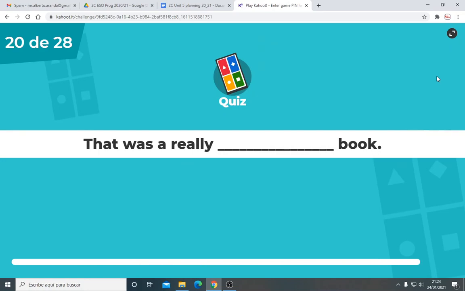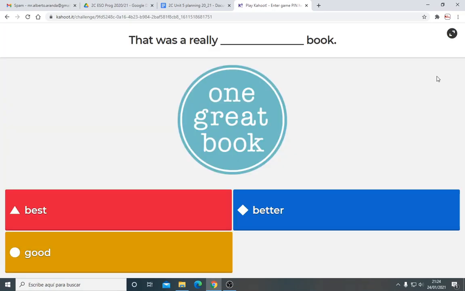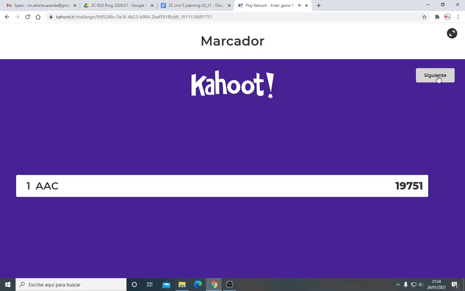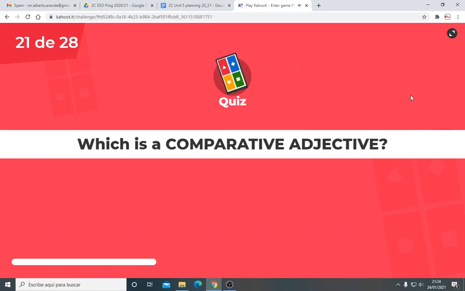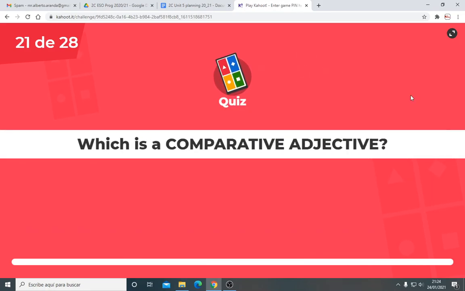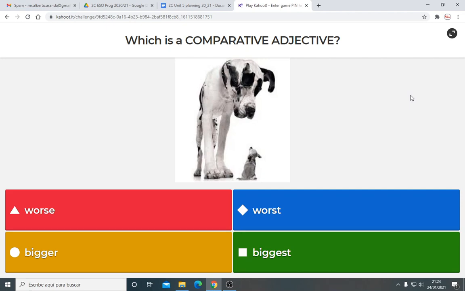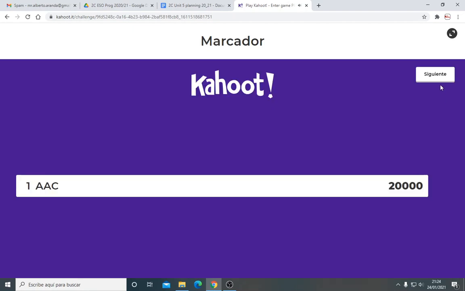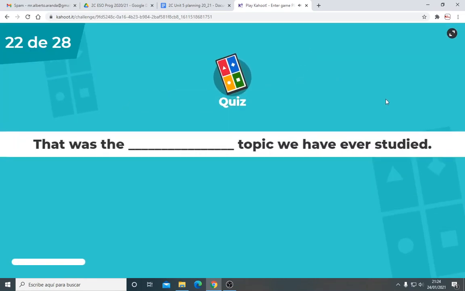That was really a really. This is not a comparative. It was a good book. I don't know why they include this one, just to make me lose time. Which is a comparative adjective from these ones. So EST, this is superlative. Superlative, okay. These two are both bigger and worse. Yeah, we could do any of them.